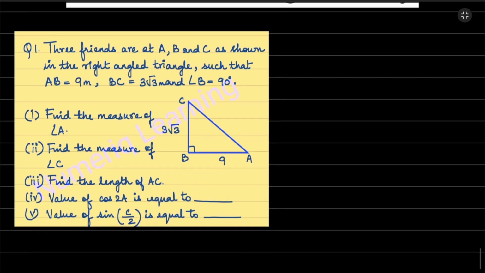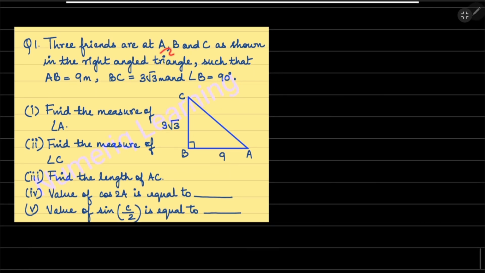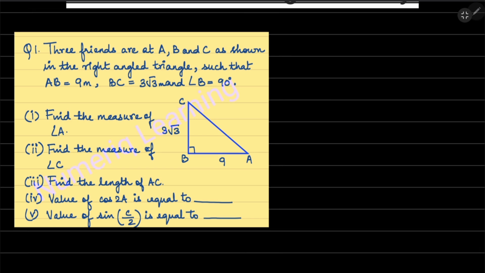So the first question is: three friends are at A, B and C as shown in the right angle triangle, such that AB is 9 meters, BC is 3 root 3 meters and angle B is 90 degrees. Find the measure of angle A, find the measure of angle C, find the length AC. You also have to find the value of cos 2C sin C by 2. So let's do it one by one.